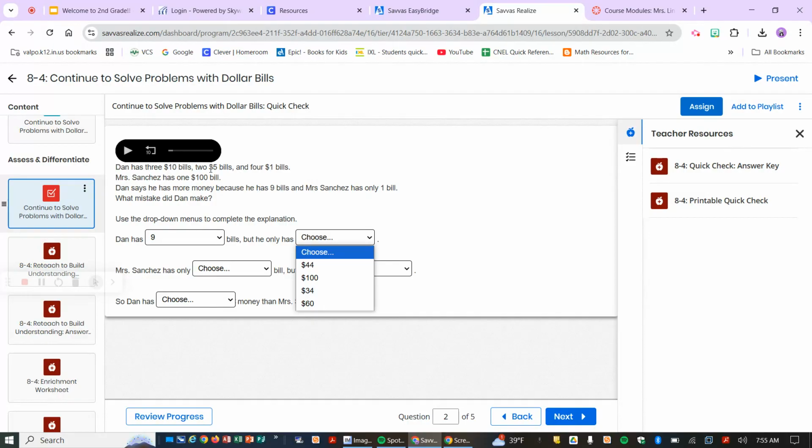3 10s, 2 5s, 4 1s. Tell me how much money he has total. Mrs. Sanchez has 1 bill, but it is worth $100. So Dan has more or less money than Mrs. Sanchez. Your job is to add these up. So draw the picture. 3 10s plus 2 5s plus 4 1s. Take your time and do your best.